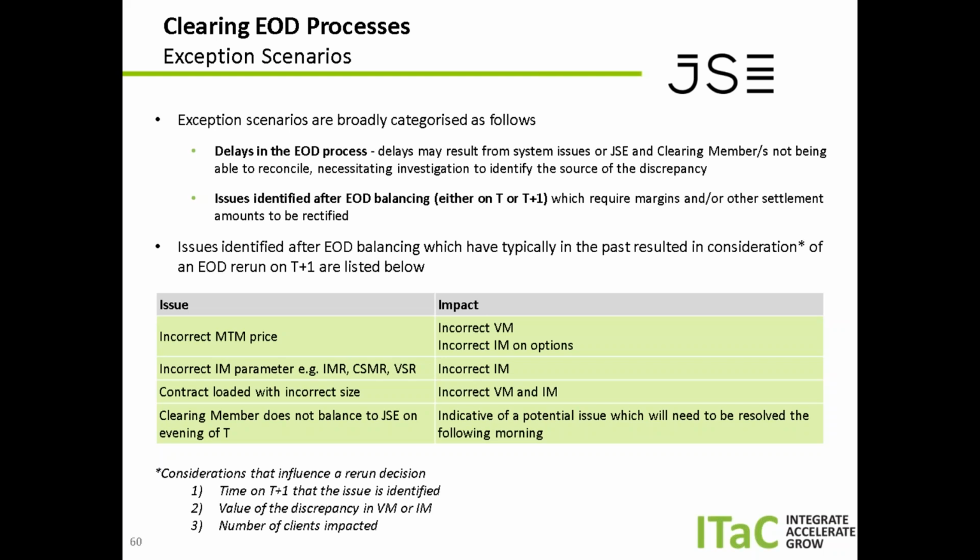So issues identified after end-of-day debalancing, which have typically in the past resulted in consideration of an end-of-day rerun. So those are the things that we've listed here. We've done a rerun in the past where there's an incorrect MTM price, incorrect IM parameter, contract loaded with incorrect size, or a clearing member does not balance to JC on evening of T.